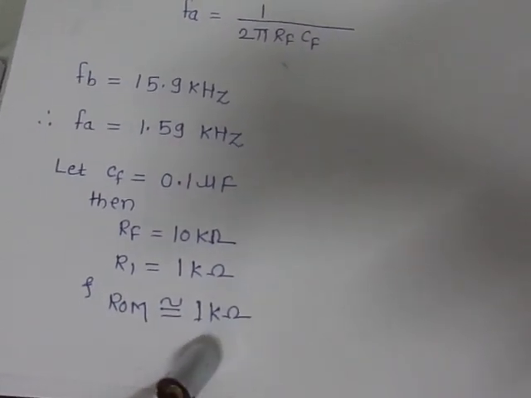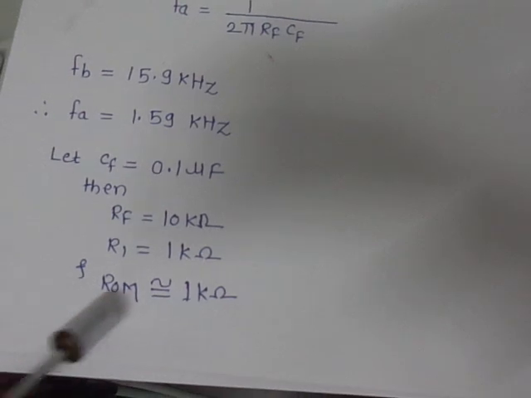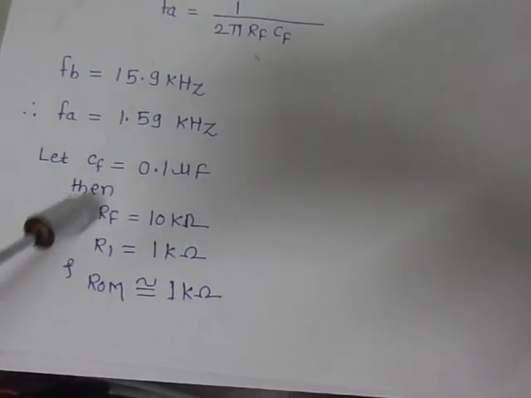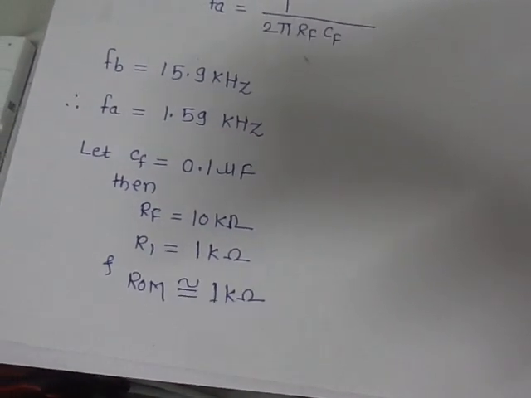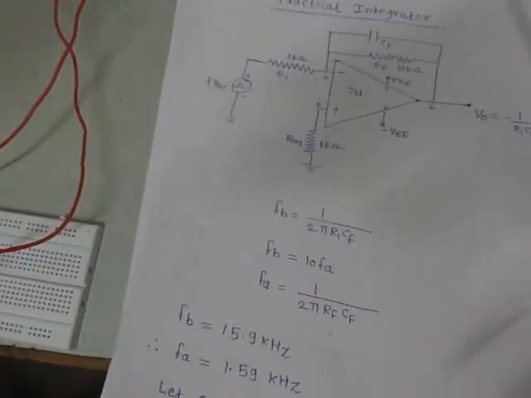Then the offset minimizing resistor connected between pin number 3 and ground is 1 kilo ohm, which is the parallel combination of 10 kilo ohm and 1 kilo ohm. This is the basic design circuitry of our practical integrator circuit.